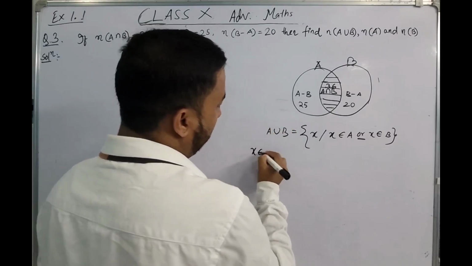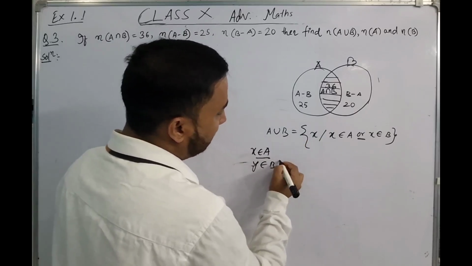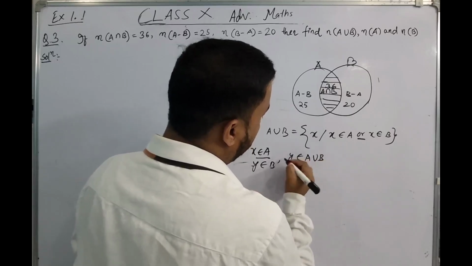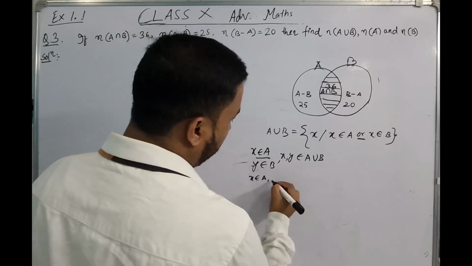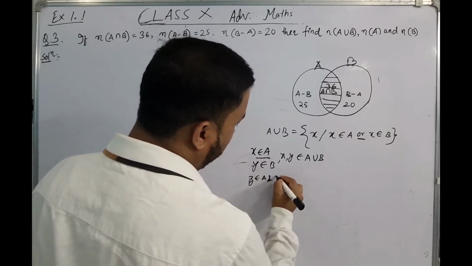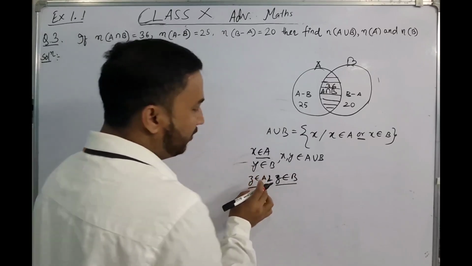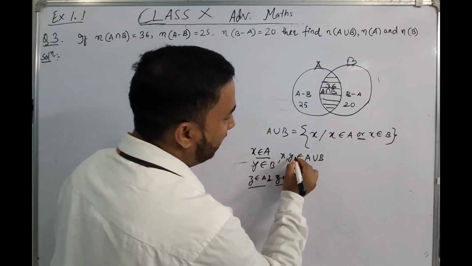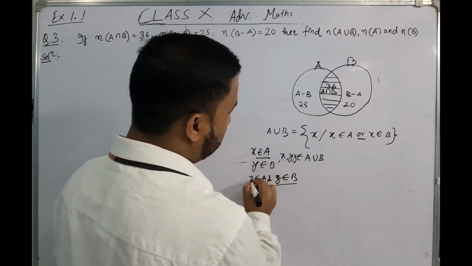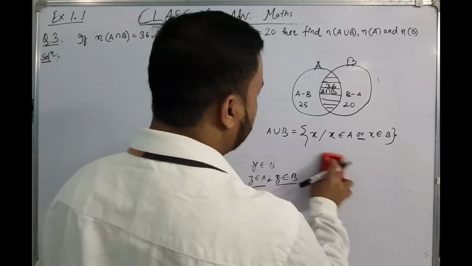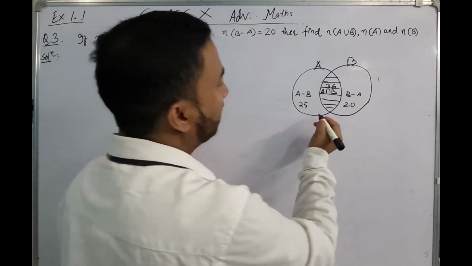If X belongs to A, then X should be there in A union B. Suppose Y belongs to B, that means Y also belongs to A union B. And suppose Z is an element that belongs to A and Z belongs to B, meaning Z is in both sets A and B. Then X, Y, Z belong to A union B. This X is coming from A, this Y is coming from B, and this Z is in both A and B. So in A union B, all the elements of A and all the elements of B will be present. Now, how can we get this A union B?